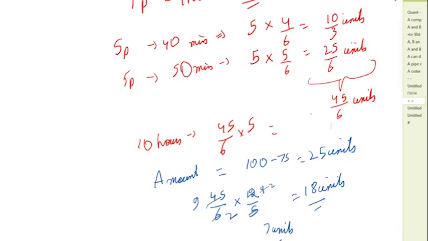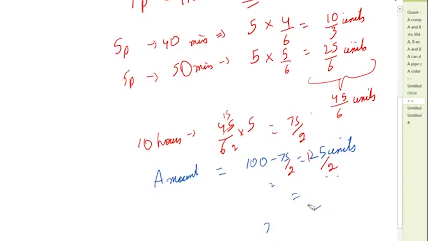75 units won't be there. It will be more close to 45 into 5. This I can at least still simplify. 15 and 2. So 75 by 2 will be the answer. And then it becomes 100 minus 75 by 2, or 200 minus 75, 125 by 2. And then you can simplify, as I mentioned, that you can go ahead how many units and so on.